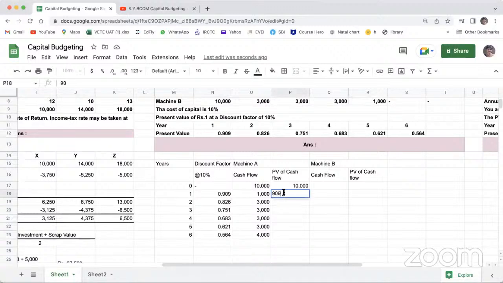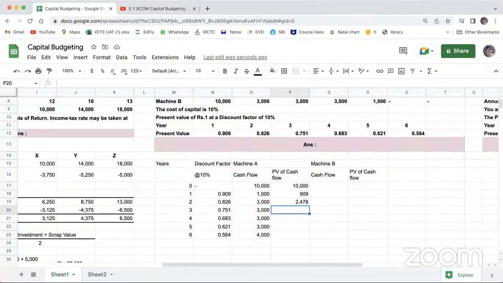It's easy, 909, right? Now next, 3,000 into 0.826. Be ready with your calculators. 3,000 into 0.826 will give you the PV of cash inflow for the second year. That is 2478, not 2748. Okay, 2478. Now next year.